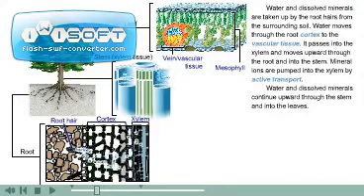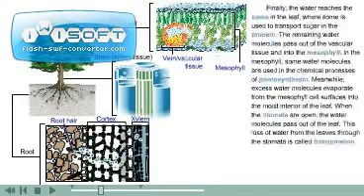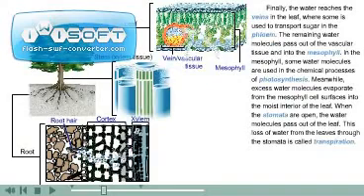Mineral ions are pumped into the xylem by active transport. Water and dissolved minerals continue upward through the stem and into the leaves. Finally, the water reaches the veins in the leaf, where some is used to transport sugar in the phloem. The remaining water molecules pass out of the vascular tissue and into the mesophyll.